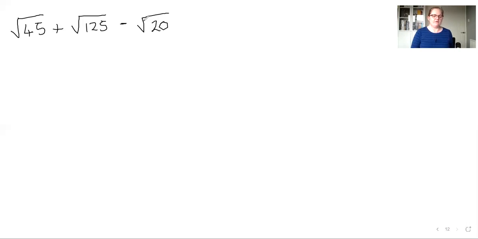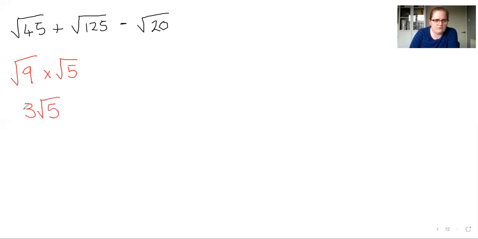So looking at 45, the square number that will fit into 45 is 9. So we'll start off with that. So we've got root 9. 9 goes into 45 5 times. So we've got root 9 multiplied by root 5. 9 can simplify down to 3. Can't simplify root 5. So we've got 3 root 5.